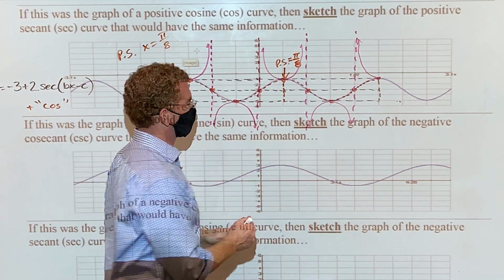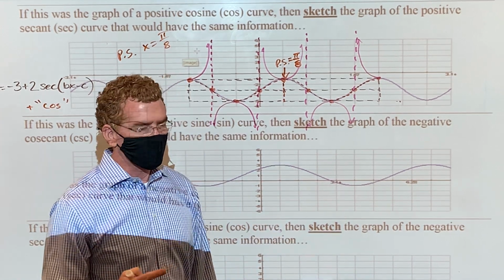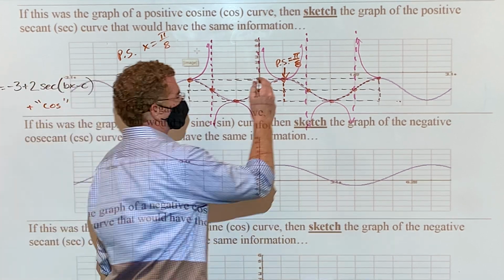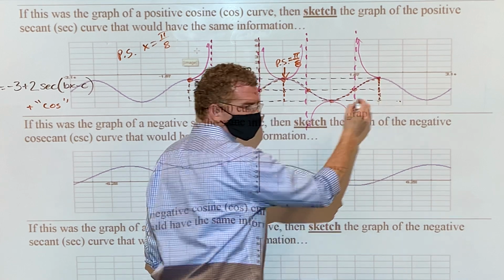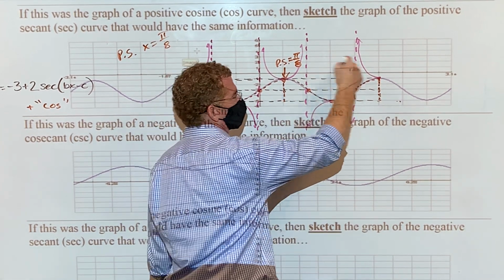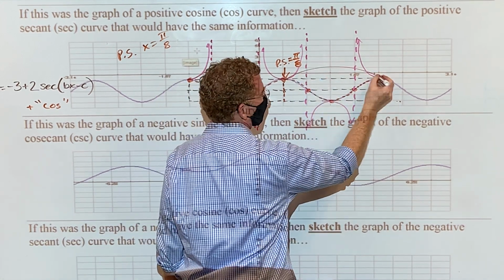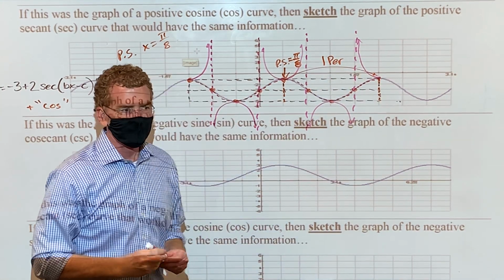Think about a period. It's funny how you guys graph this and you do it robotically, but you're not really thinking about what you're doing. If that's a phase shift, how did I find the end of the box? What do you do with sine and cosine to find the end of the box? You find the period, right? So you just added one period to the right or to the left.